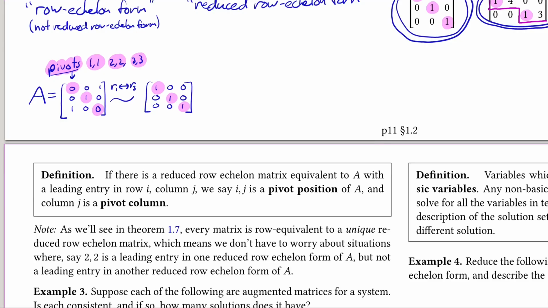Now later in, I think, section 1.4, we're going to see that every matrix is row equivalent to a unique reduced row echelon matrix, which means you don't have to worry about there being some other sequence of row operations that would give you a reduced row echelon matrix with leading entries in some other location. It's always going to be in the same spots. So we can talk about the pivot positions because there's only one reduced row echelon matrix that defines where the pivot positions in A are. But we'll see why that is later.